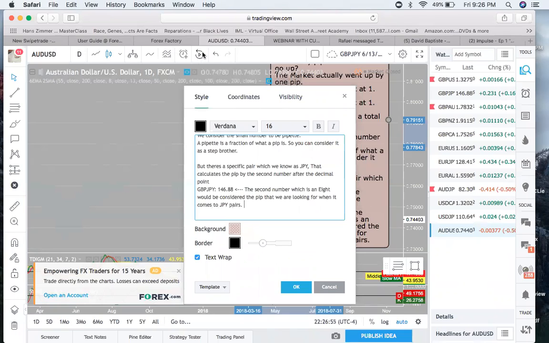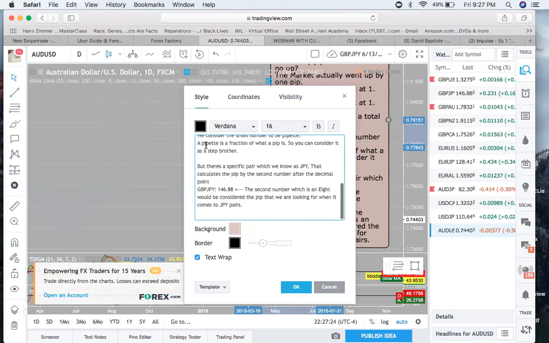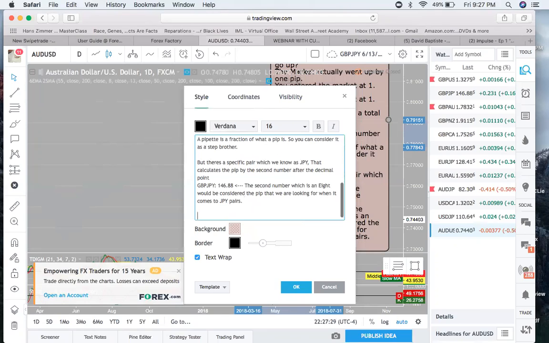All right. So JPY pairs are the only pairs that don't have 4 numbers after the decimal point. JPY pairs only have 2 decimals, two numbers after the decimal. So when it comes to the JPY pairs, the pip is counted differently compared to Euro pairs, USD pairs, GBP pairs, Swiss franc pairs, and AUD pairs, right? So I just want to create 2 columns real quick.